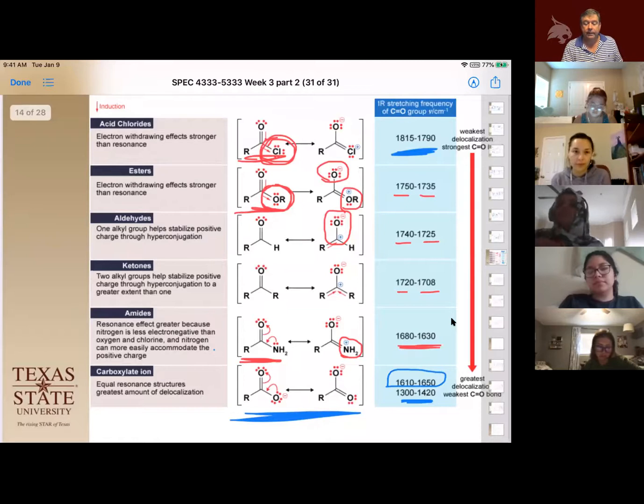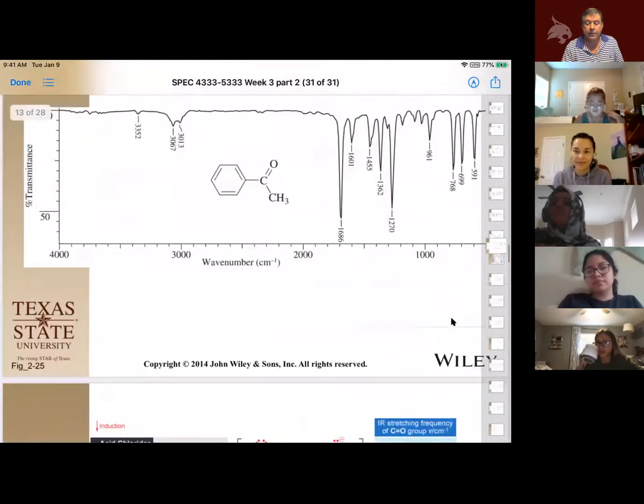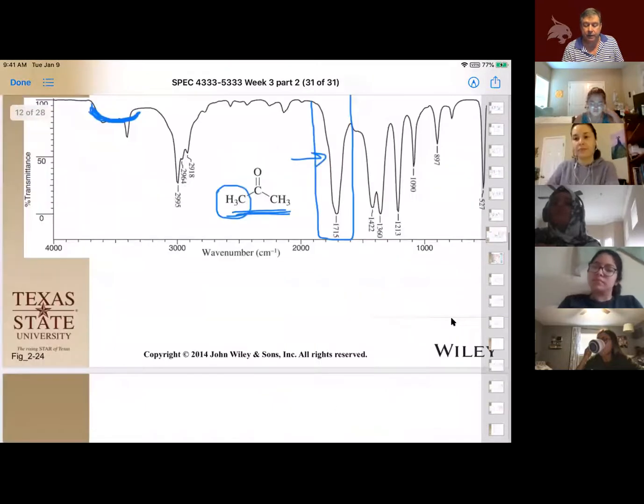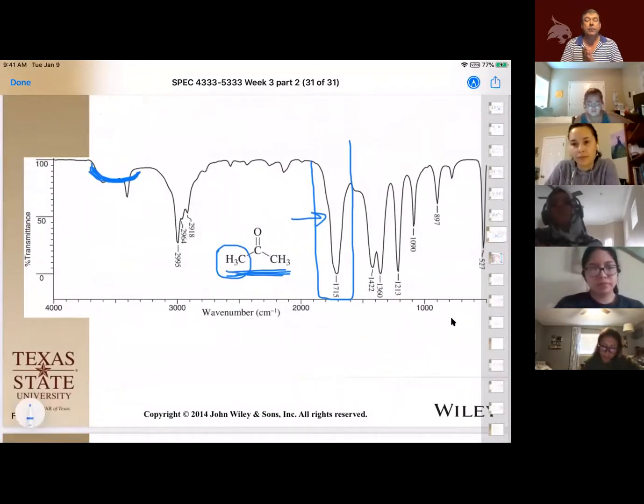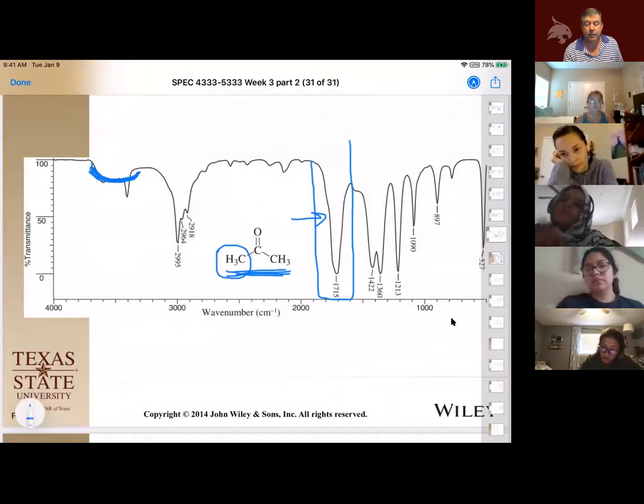And I only added this last year because I found this really cool chart in another book. So let's go back and look at the carbonyl here again. So this right here is our ketone. That's the middle of the road carbonyl. It only has those carbons that have the same electronegativity as the carbon on the carbonyl. And so we have a nice strong peak right in the middle of our zone, 1715.